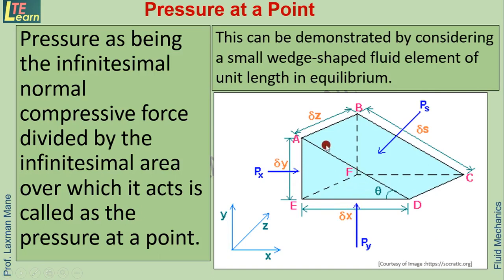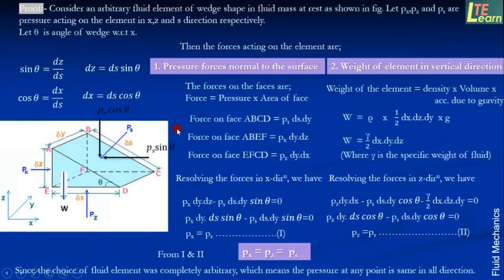So here we will have these areas. These areas we will use in the further proof. This is a proof of Pascal's law. So consider an arbitrary fluid element that we have already seen, a wedge-shaped fluid element at rest. Here the dimensions are given, as already mentioned, but the only thing is that here theta is the angle of the wedge with respect to the x direction.